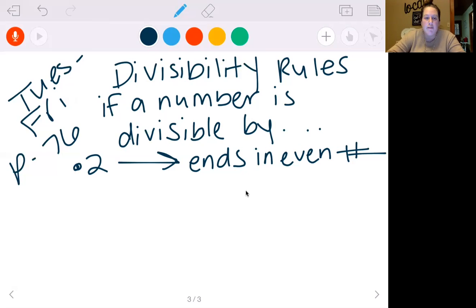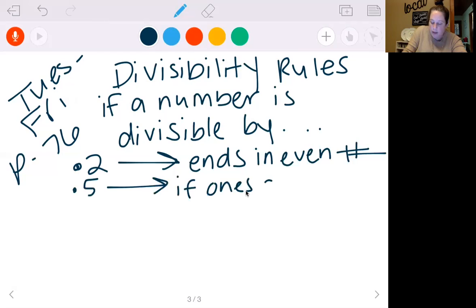Okay, then it goes on to 5. It can be divided by 5 if the ones digit is 0 or 5. So the number you're wanting to divide, if it ends in a 0 or a 5, that whole number can be divided by 5 with no remainder. The whole thing with divisibility rules is that it can be divided with no remainders. It goes in evenly. Okay, those are pretty easy.